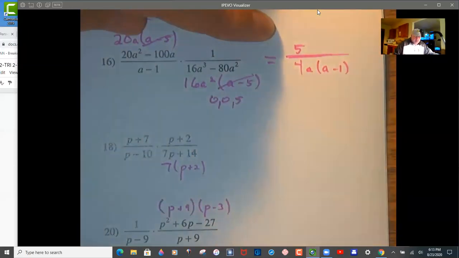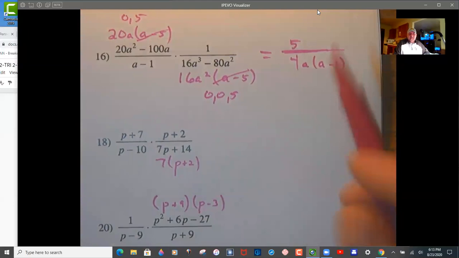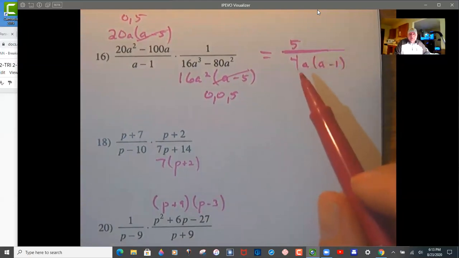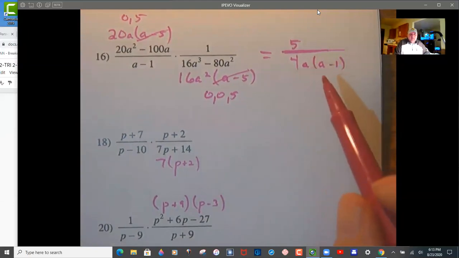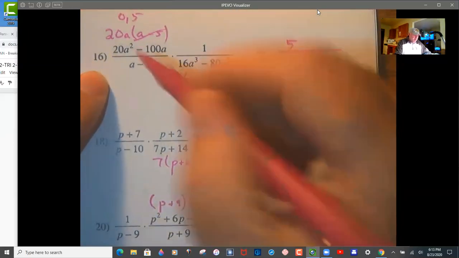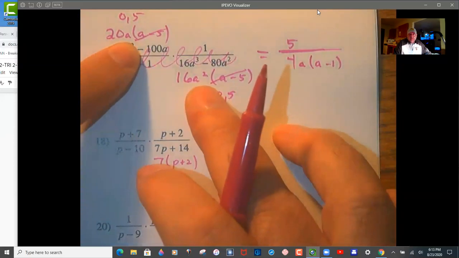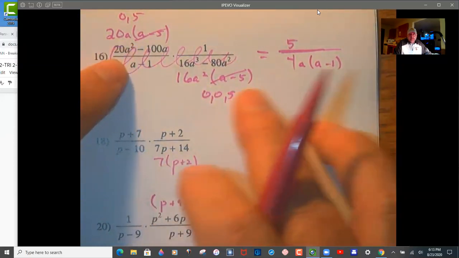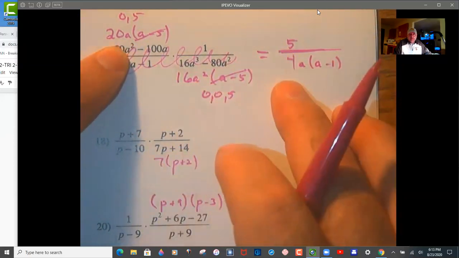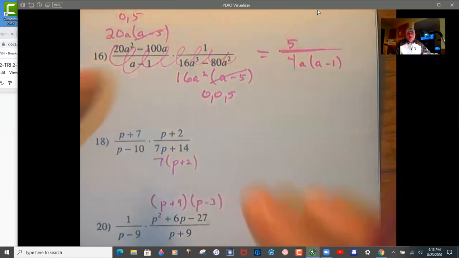So this one's a little bit goofy. 5 in the top, maybe center that a little bit over 4a times a minus 1. So the a and the a squared, you got to kind of just block this out when you do this. So the a and the a squared leaves the a in the bottom there. The 20 over 16 is the 5 over 4. The a minus 5s drop.